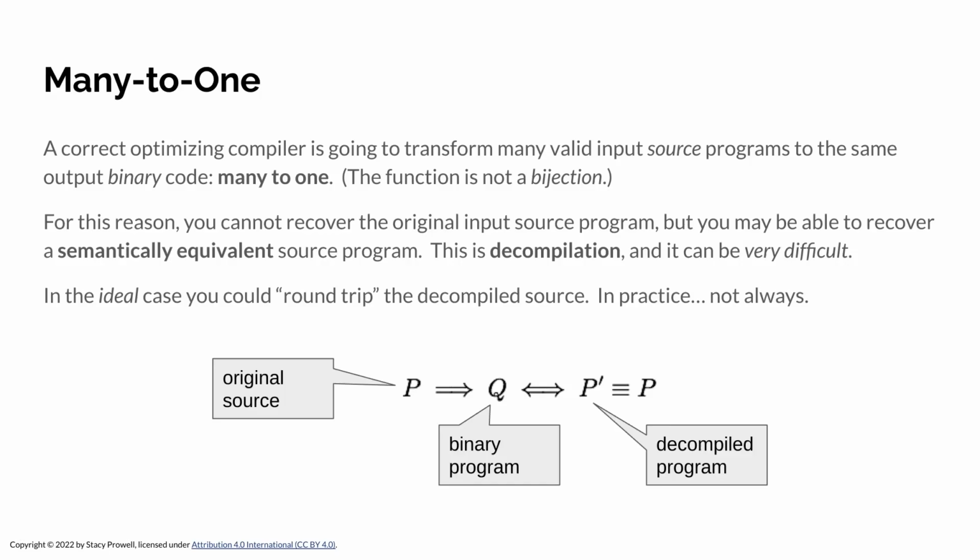And so decompilation is concerned with giving me back a semantically equivalent source code program. That's hard. That's really hard. Very difficult. Now, in the ideal case, in a beautiful, perfect world, I could take my original source, P, compile it to a binary program, Q. I could then extract from that a decompilation, which we'll call P prime, and I would find out that was equivalent to the original program P. And that would be great. But it turns out that's not just hard, it's one of those things that's essentially undecidable.